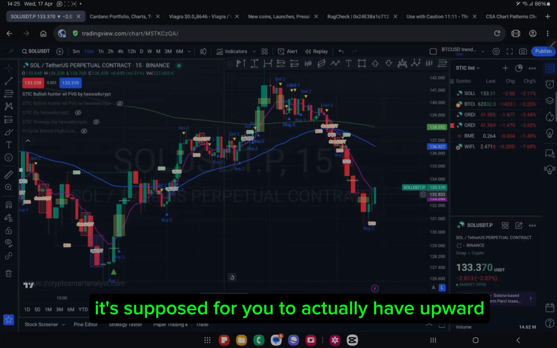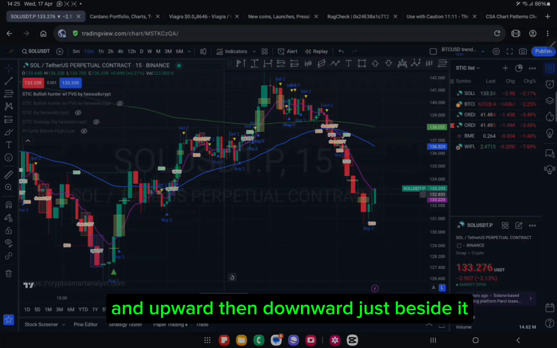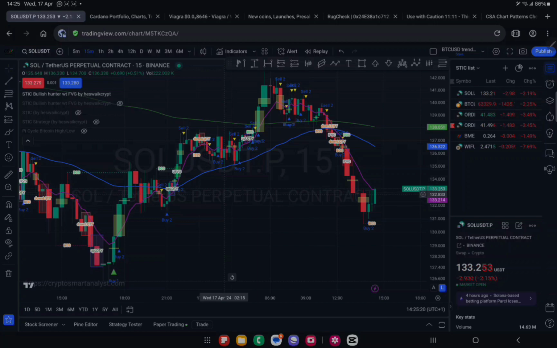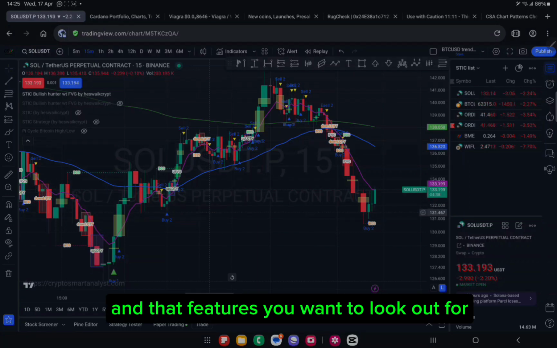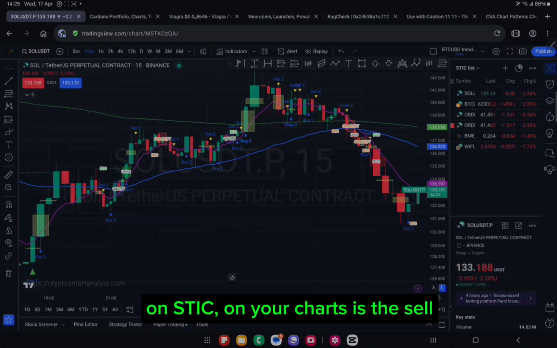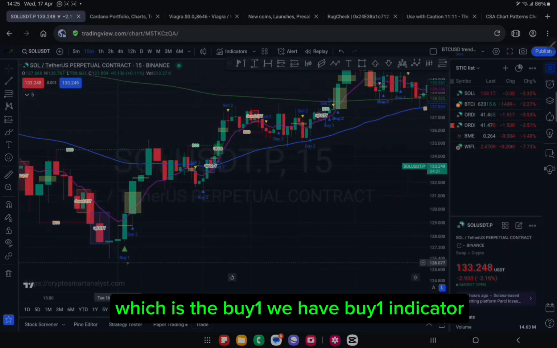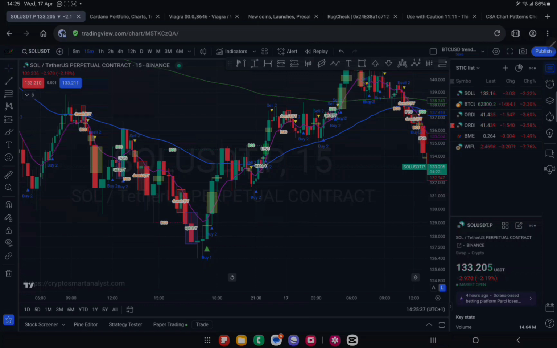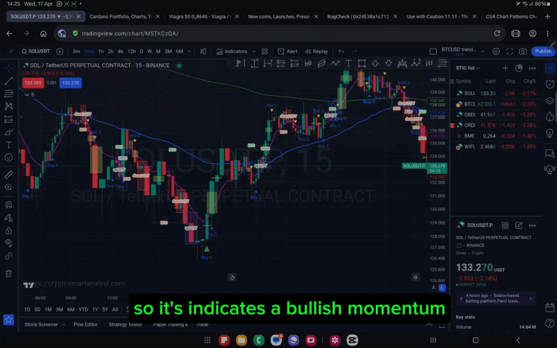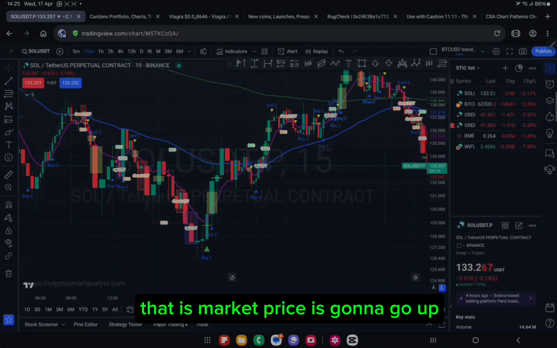It's possible for you to actually have upward and upward, then downward just beside it. It's possible. It's all about volume. You should know how volume plays out. And the feature you want to look out for on the Stic on your charts is the buy one. We have the buy one indicator whenever the market is going to flip into a buy zone. So it indicates a bullish momentum. That is, market price is going to go up.